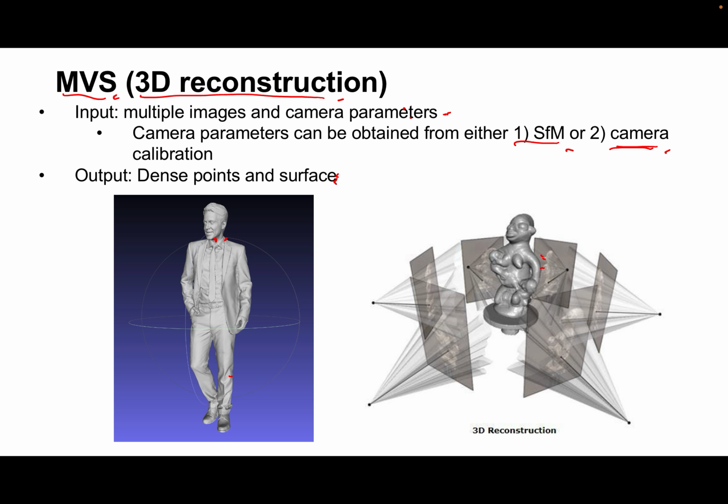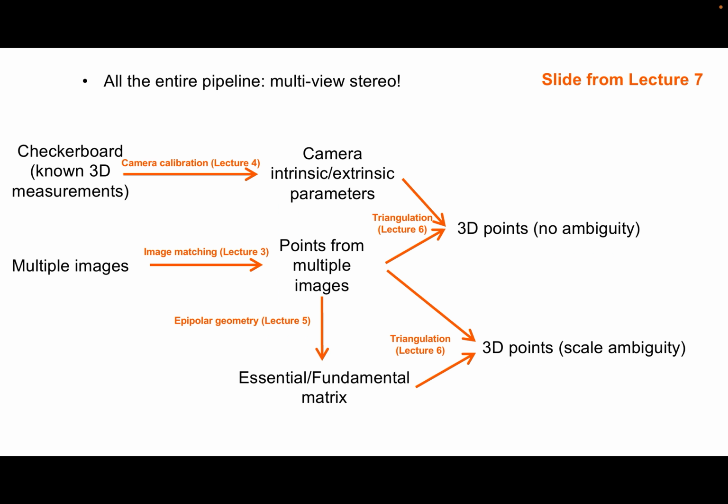So structure from motion can be performed to do 3D reconstruction, to get initial camera parameters and initial 3D geometry. But with MVS, in other words 3D reconstruction, the goal is to get a very dense, detailed 3D surface from all viewpoints. That is MVS. In other words, we call this 3D reconstruction.